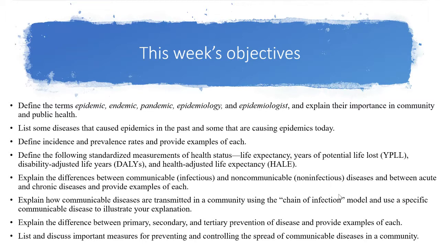Then we will talk about the differences between the prevention models, which include primary, secondary, and tertiary prevention, and talk about the importance of preventing and controlling the spread of communicable diseases in the community.